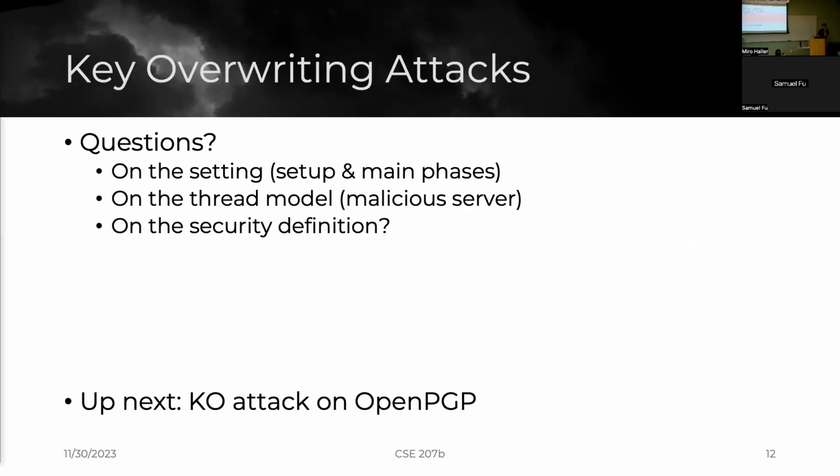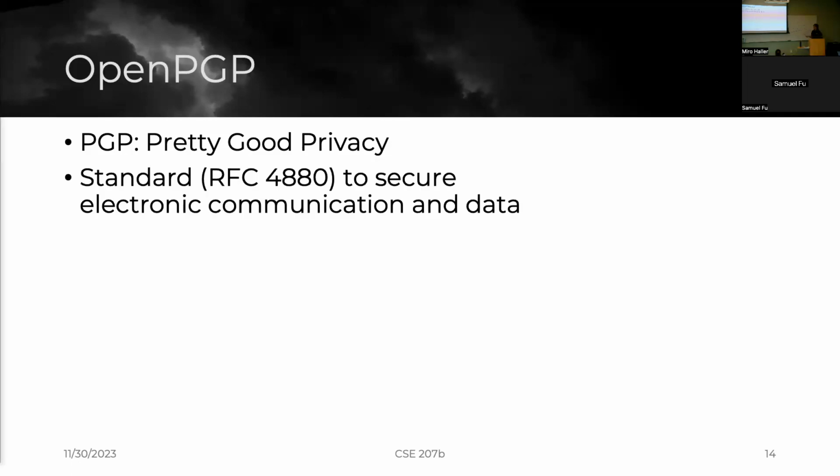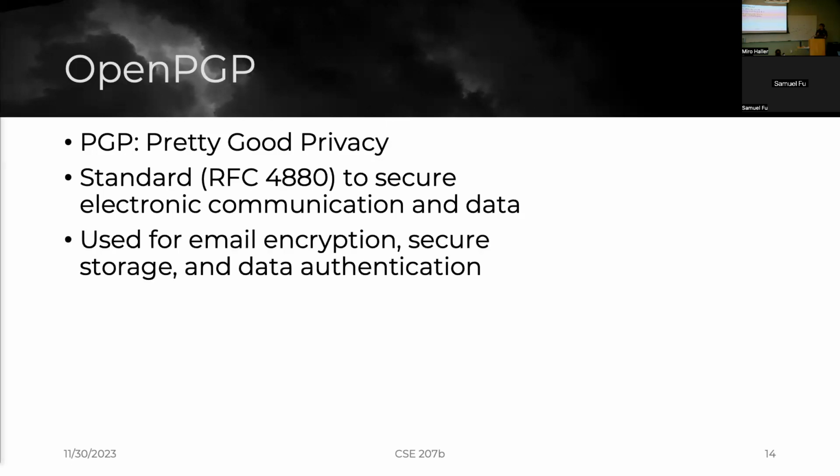All right. Other questions? Then let's go into concrete examples, and I think this will also make the general setting or type of these attacks more manageable. So the first set of attacks is on OpenPGP, where PGP stands for Pretty Good Privacy, and it's a standard to secure electronic communication and data. It's mostly used for encrypting emails, but there are also some use cases for secure storage and data authentication.